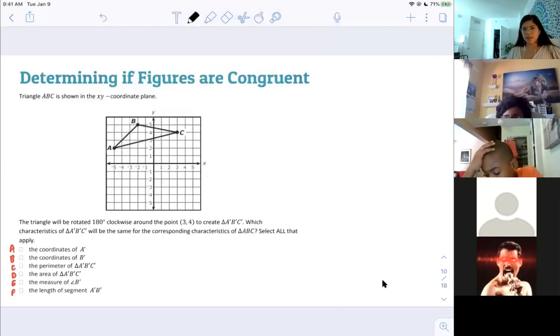Here are the results. So the most common results were C, D, E, and F. I had 1 person vote for A and B. However, what happened? There's a rotation. When I rotate that triangle, is it going to be in the same place or a different place? Different place. So are the coordinates of A prime going to match with the coordinates of A? No. So A is wrong. Will the coordinates of B prime match up with the coordinates of B? No, because it's going to be in a different place.